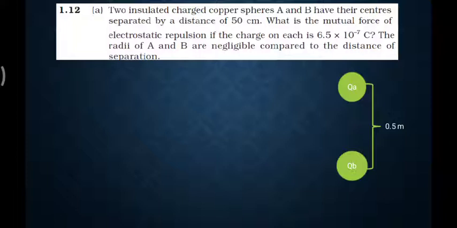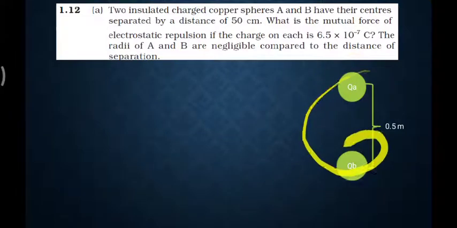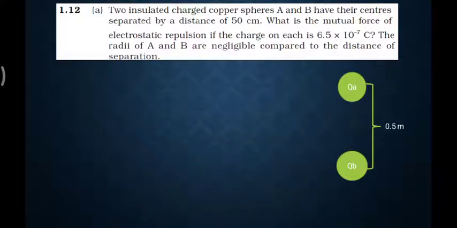The two insulated charged copper spheres A and B have their centers separated by a distance of 50 centimeters, which is reduced to 0.5 meter. You can see the two charged spheres, charged by QA and QB, with a mutual electrostatic repulsion force, because both are similarly charged. Each has a charge of 6.5 into 10 to the power minus 7. Both have the same charge. The radii of A and B are negligible compared to the distance, so it does not matter much. Whatever 0.5 is given, you have to consider as the distance r between them.